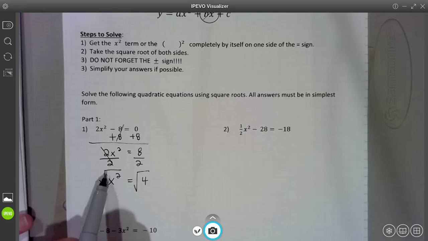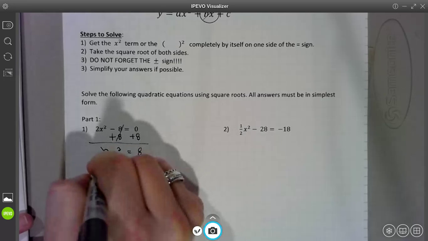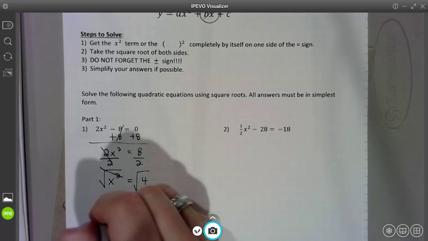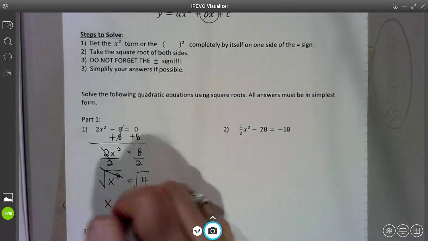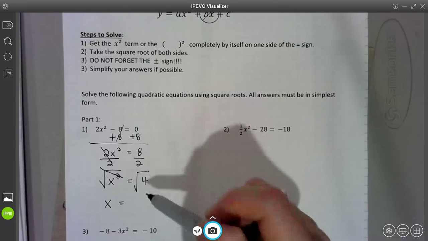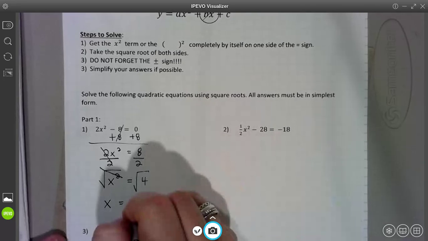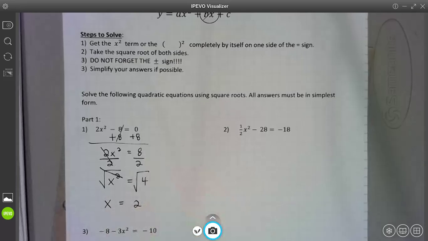So now, guys, when I take the square root of this square, those operations cancel. Square rooting and squaring cancel each other, and they leave me with just x, which is what I want. All right, now we're left to say, okay, what's the square root of 4? And that's nice. It's 2, right? Okay, technically I did the problem wrong on purpose just to show you guys something.